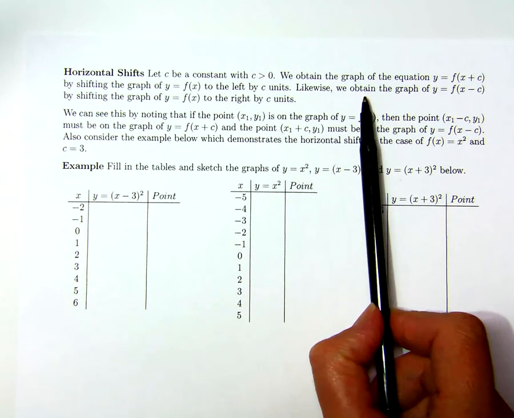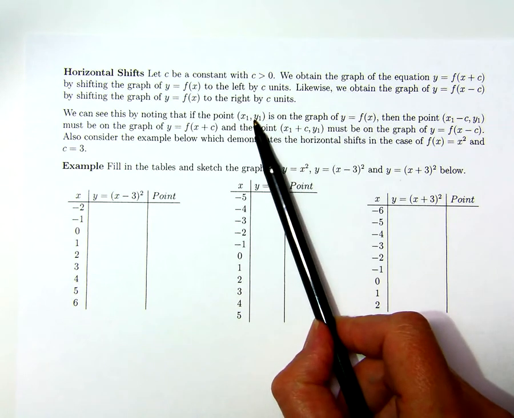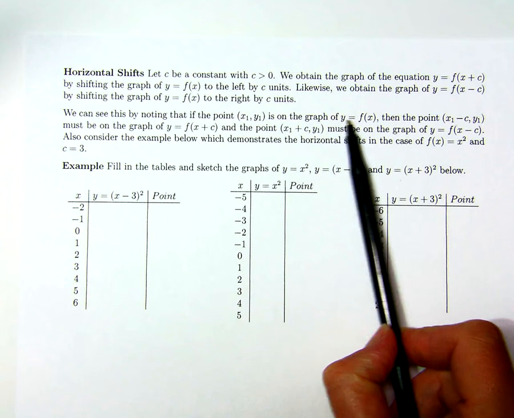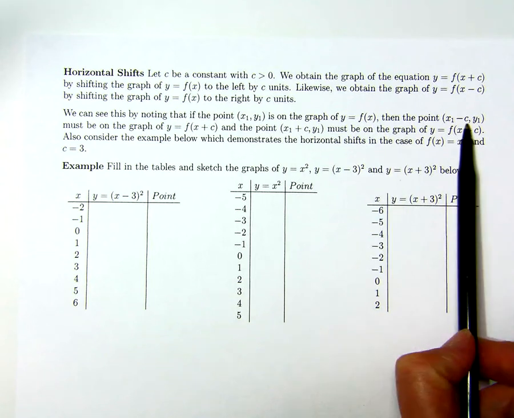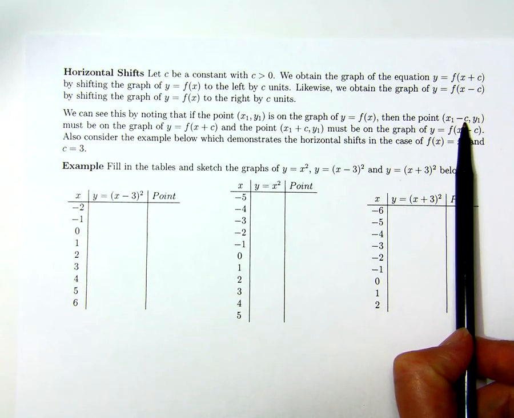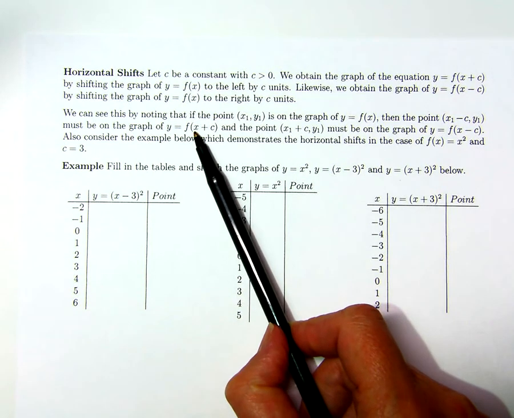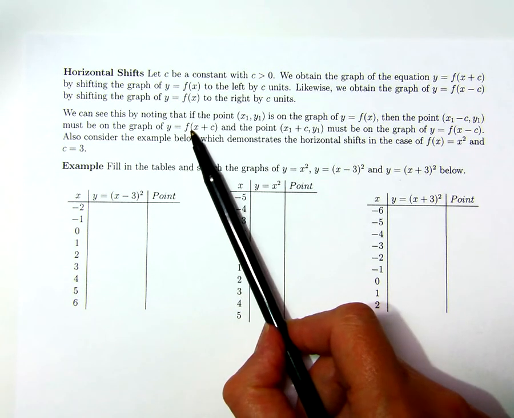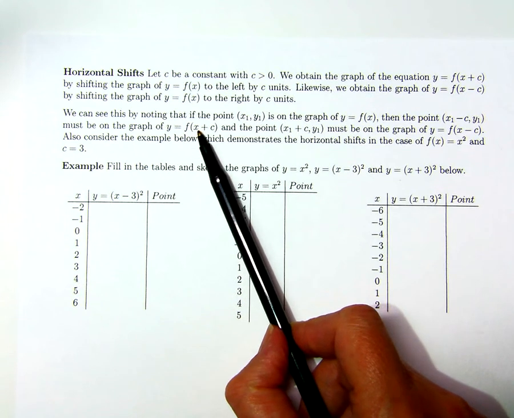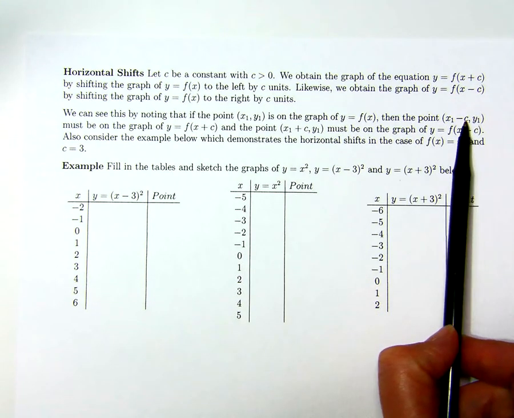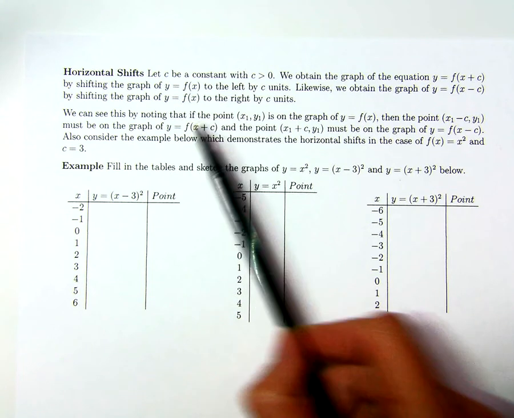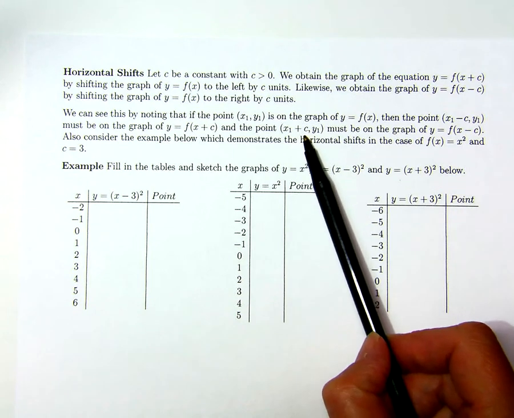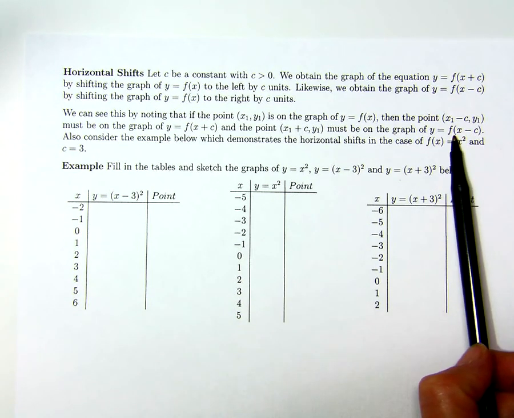Sometimes this is a little hard for people to understand. You can understand it algebraically. Suppose you have a point on the graph y equals f of x. That means y1 equals f of x1. And then you take the point x1 minus c, y1. Then if you put x1 minus c into the equation y equals f of x plus c, you get y equals f of x1, and that must be y1. So this point is on the graph of y equals f of x plus c. And similarly, you can see that the point x1 plus c, y1 must be on the graph of y equals f of x minus c.